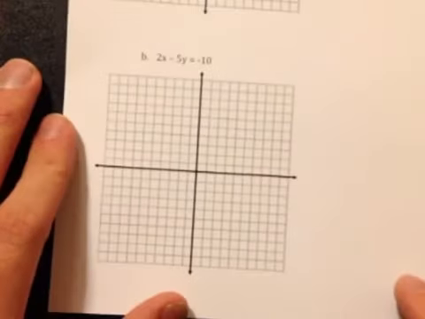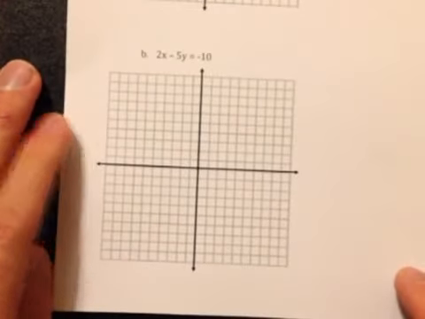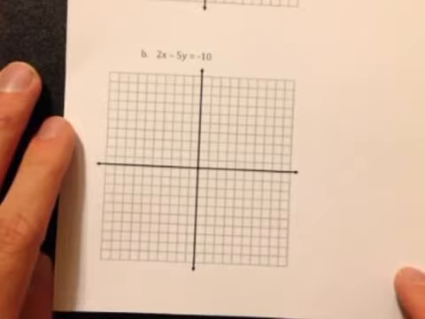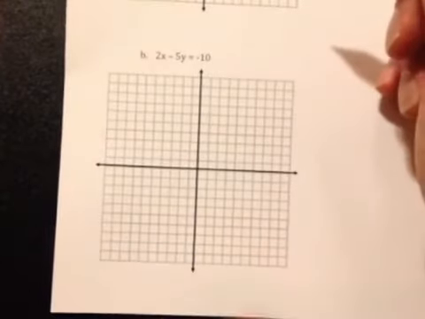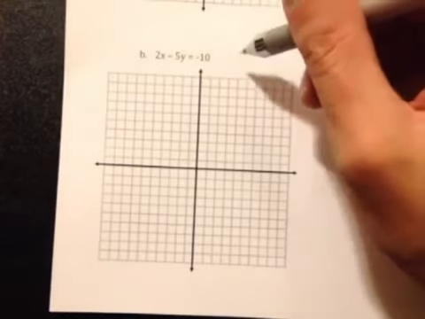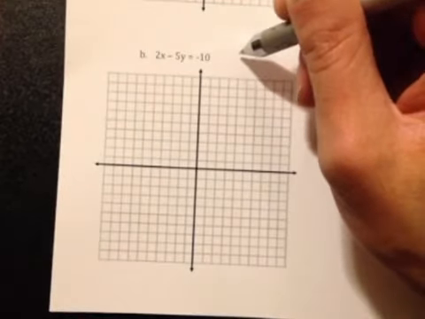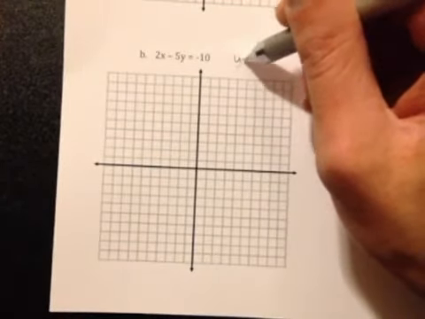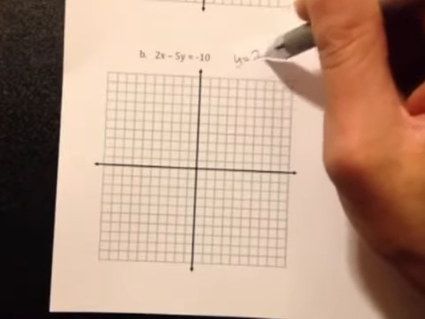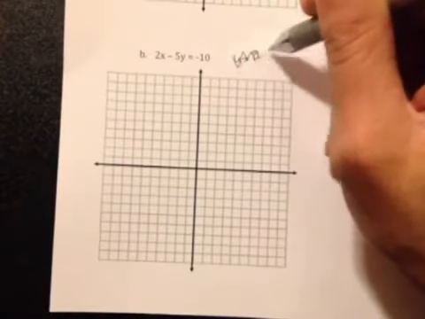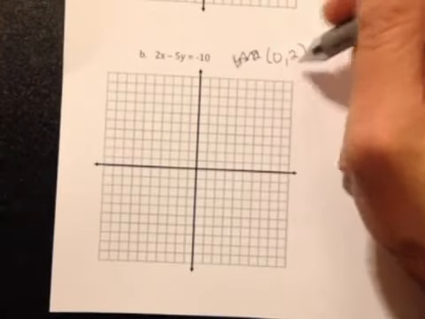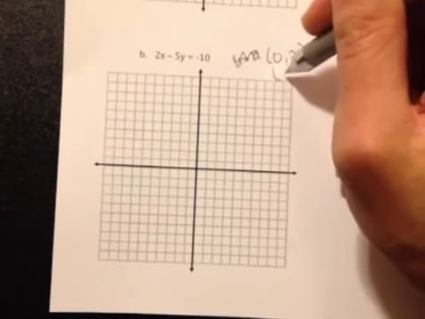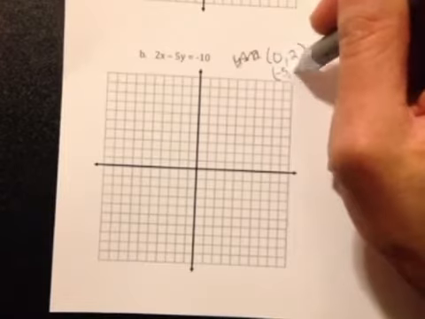Okay, try this one on your own. Try figuring out the x and y intercepts, graph them, graph the line, pause, and then come back. Okay, so my y-intercept is 2, and my x-intercept, I'm going to write that as an ordered pair, so I'm just not writing y equals 2. So my y-intercept is 0, 2, and my x-intercept is negative 5, 0.